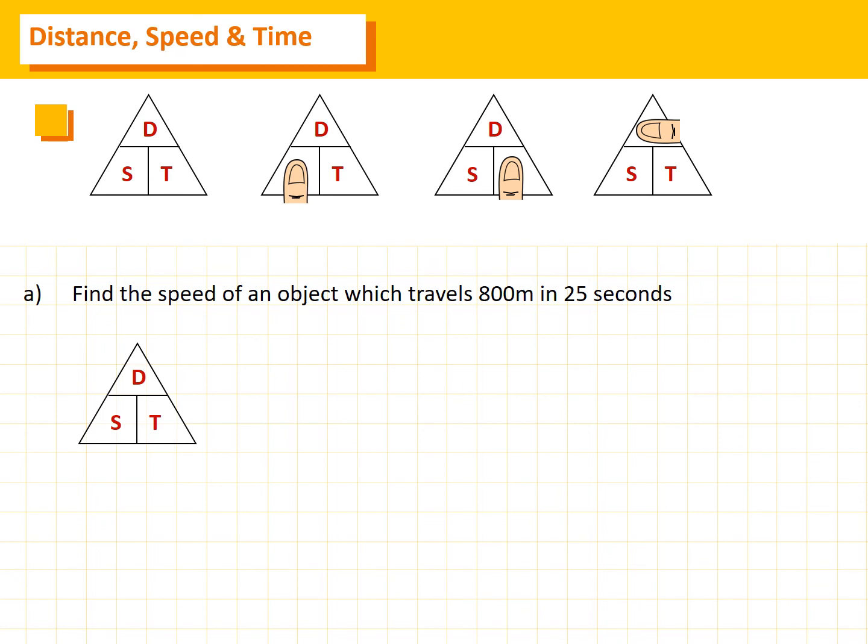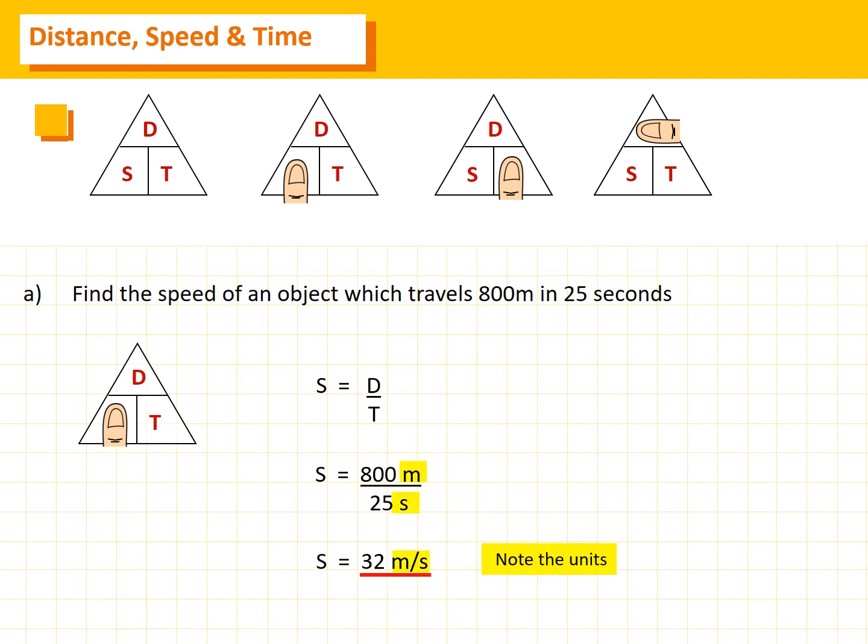Well, in example A, we're trying to find the speed. So we put our finger over the S in the triangle, and it leaves us with D on top divided by T underneath. That's telling us that speed equals distance divided by time. We can then simply substitute our values in, and 32 is our answer. Note the units, meters per second, because the distance is given to us in meters, the time given to us in seconds, so meters per second is the unit for our answer.